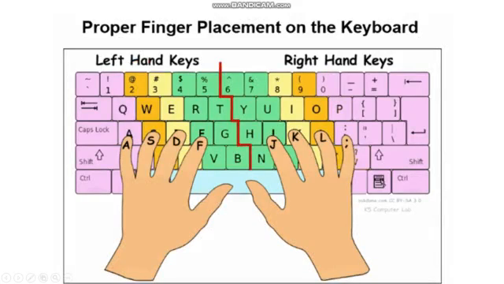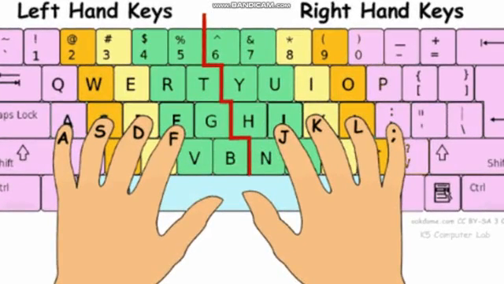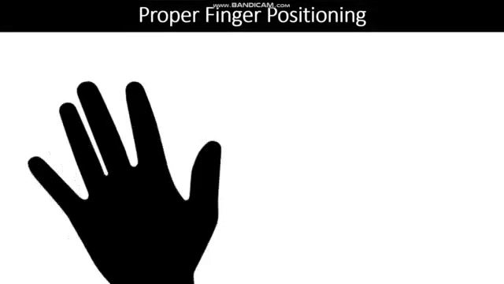Now proper finger placement on the keyboard, left hand keys and right hand keys. So this too I have already explained to you, but still see. Now this line A, S, D, F, H, J, K, L, this row is the home row. Here our fingers rest when they are not in proper use. See. Now proper finger positioning.